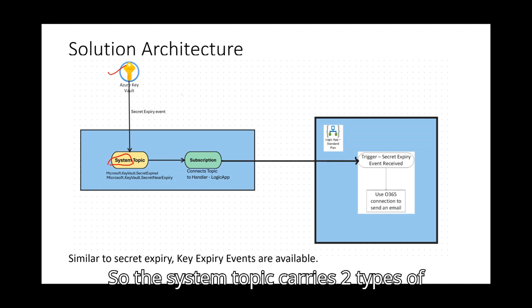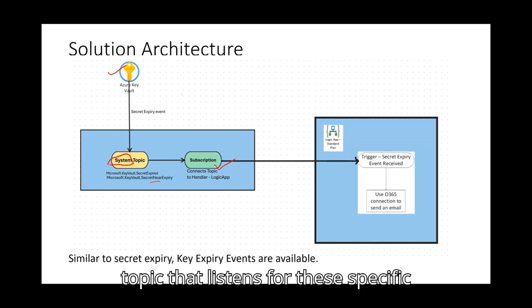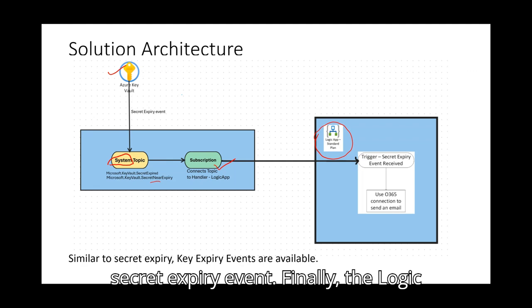So the system topic carries two types of events, secret expired and secret near expiry. Next, we create a subscription on this topic that listens for these specific events. This subscription routes the events to the Logic App, which acts as our event handler. The Logic App is triggered as soon as it receives the secret expiry event. Finally, the Logic App uses an Office 365 connection to send out an alert email to notify the relevant team.